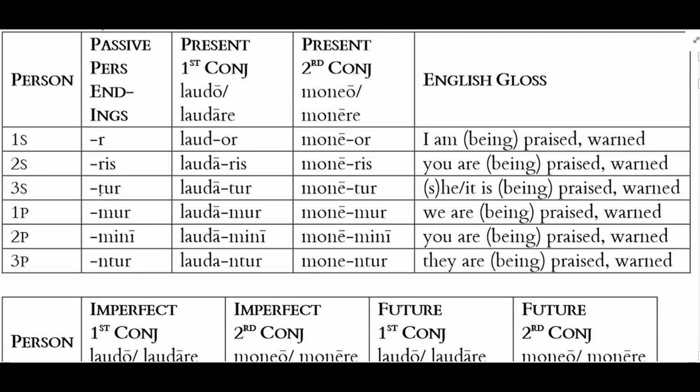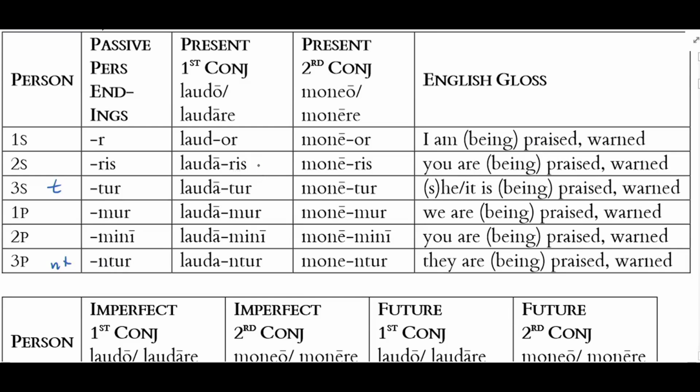Now here's the good news. If you remember in the active, it's t and nt, right? We have where he praises laudat, they praise laudant, right? T and nt. That's the only difference between the third singular and the third plural in the passive as well, right? We have tur and ntur. So just sticking that n before the t makes it third plural. All right, so here's what the forms will look like. Using laudo for I praise. Laudor is I am praised or I am being praised.